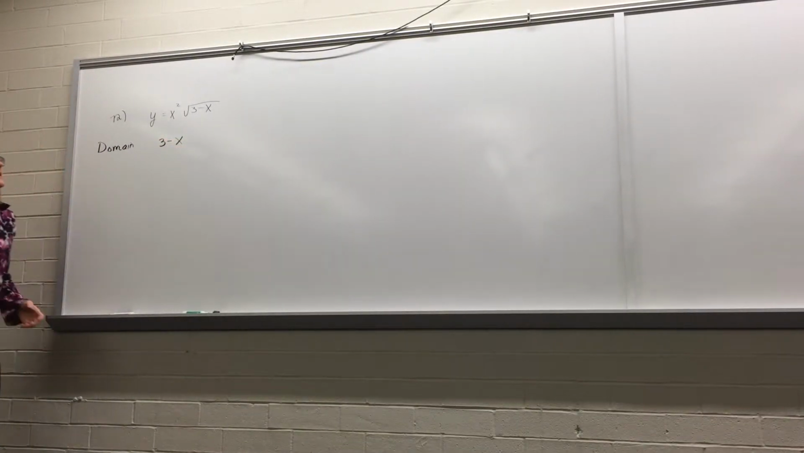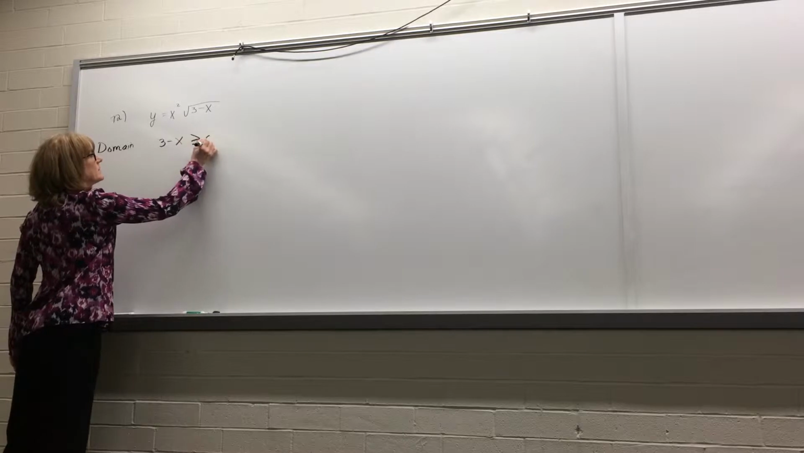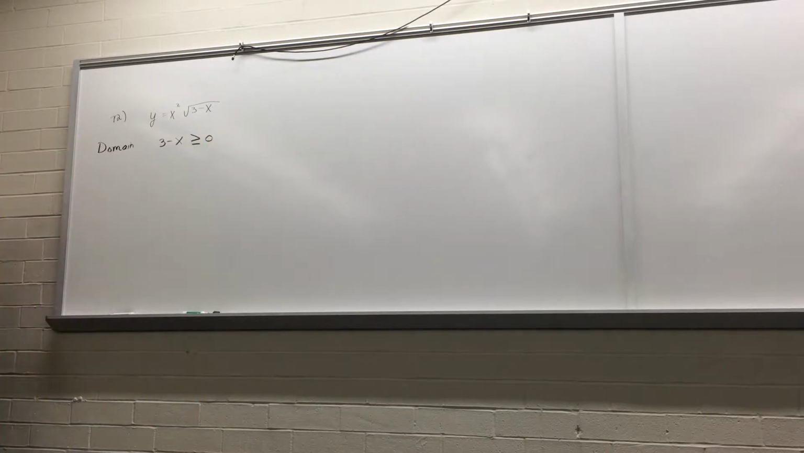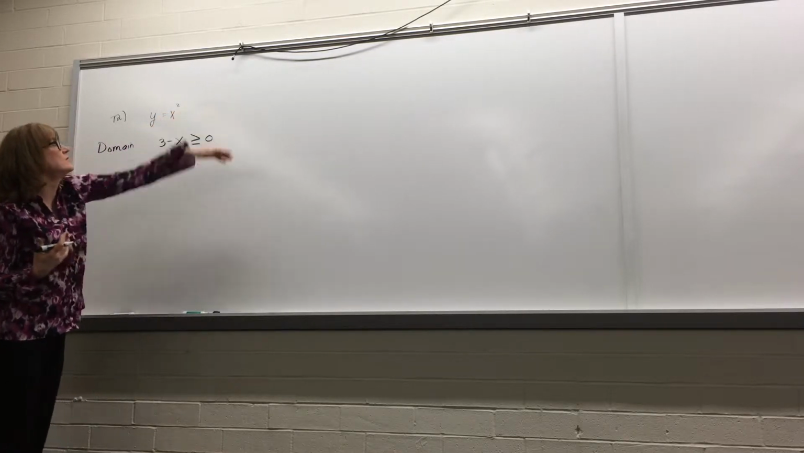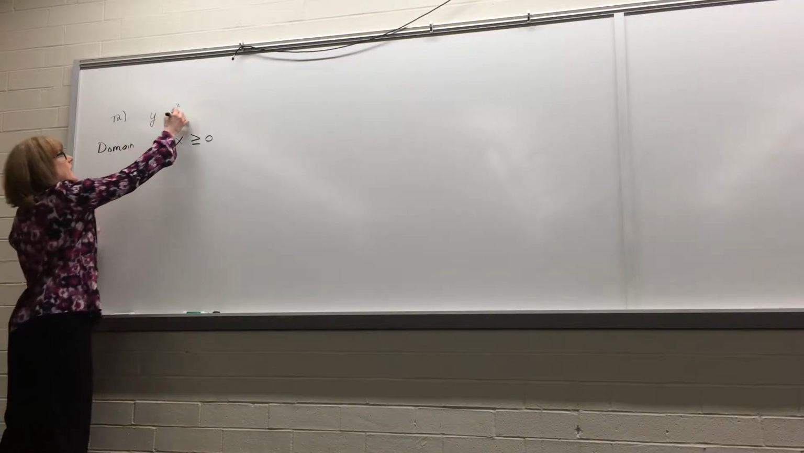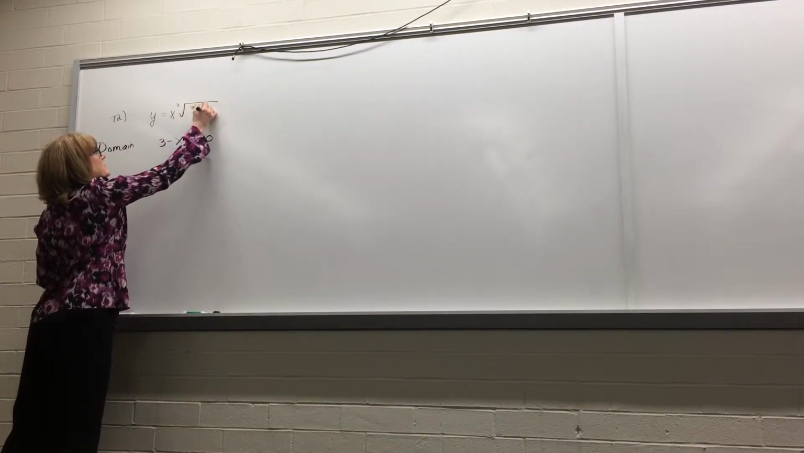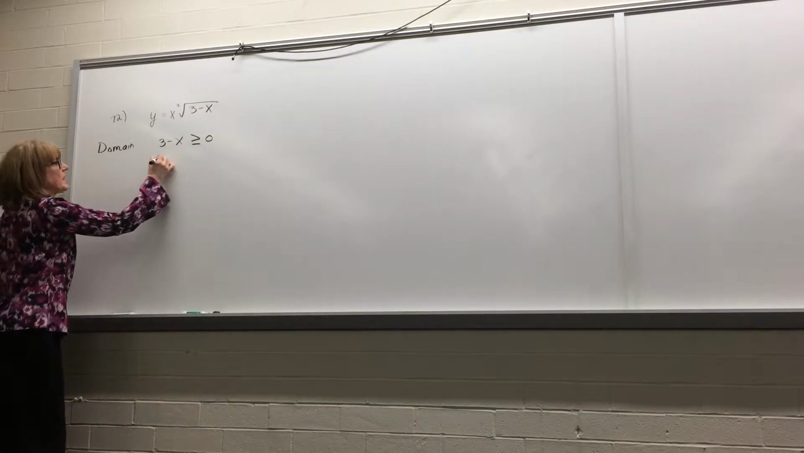Whatever's underneath the square root, that's all we care about. What's underneath the square root cannot be negative. So we start with that. We don't care about the x squared. If all you had was an x squared function, that's a domain of all real numbers, so we don't worry about that. We just worry about the square root part, because that's got restrictions on it. And then we solve this for x.